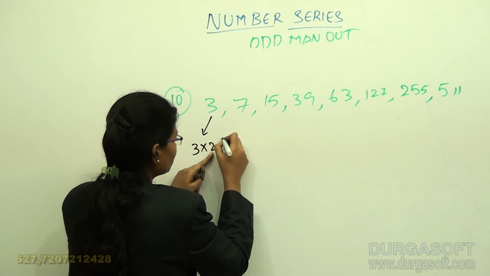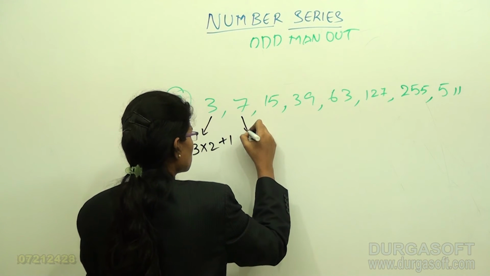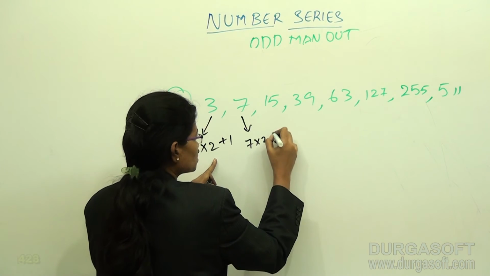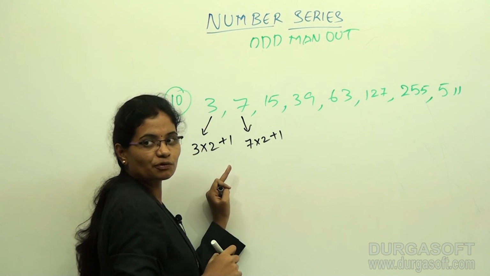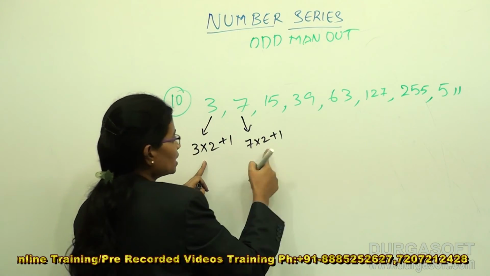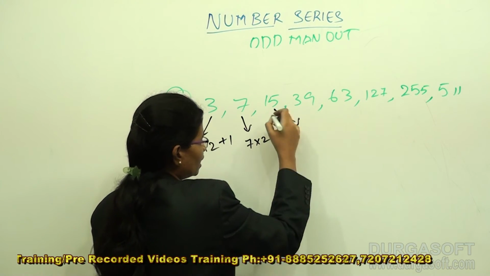3 into 2 plus 1 will be giving me 7. So let's see whether this also can be done in that way. 7 into 2 plus 1 will be 14 plus 1, it is giving me 15. So whatever the series I am trying is correct. So let's try for this 15.